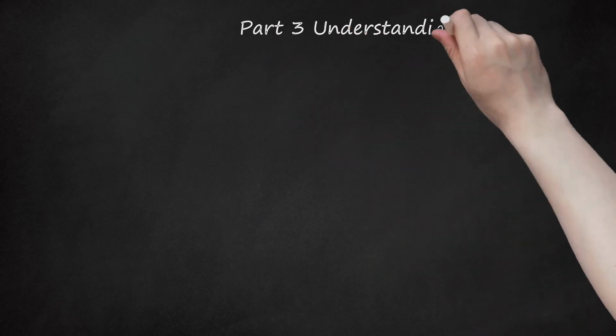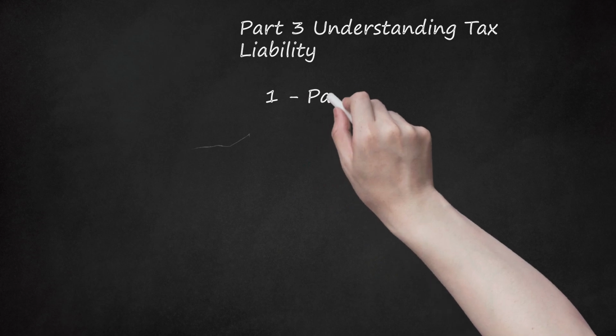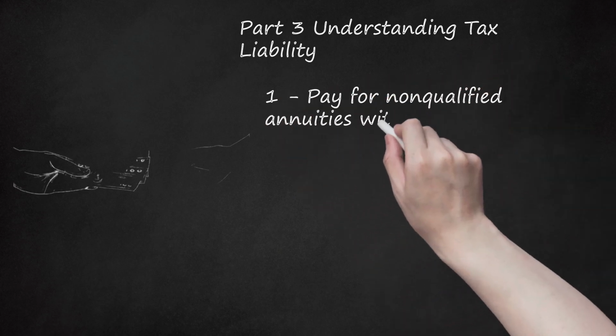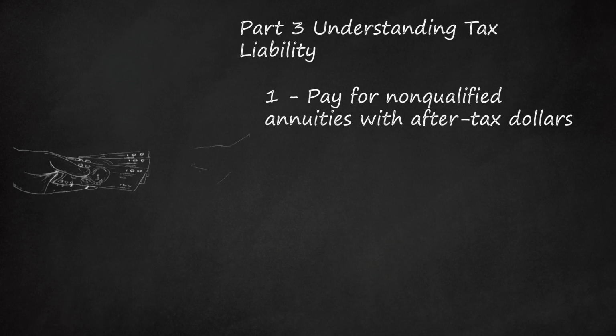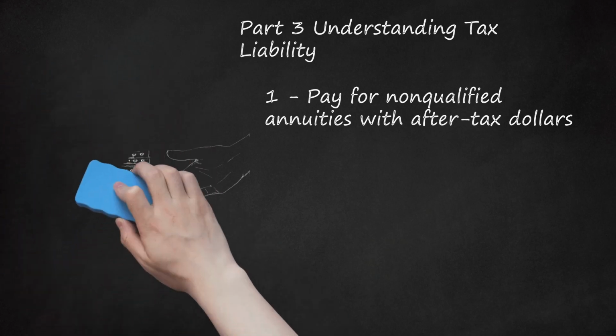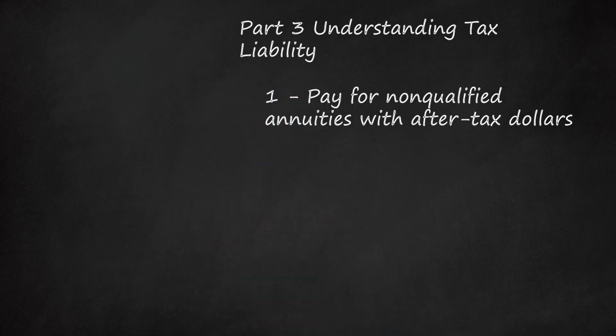Part 3. Understanding tax liability. 1. Pay for non-qualified annuities with after-tax dollars. Non-qualified annuity contributions and distributions have special tax rules that do not apply to other annuities and investments. The biggest difference between a non-qualified and qualified annuity is the fact that non-qualified annuities are paid for with after-tax dollars. This means the money you contribute to your non-qualified annuity has already been taxed as income before it goes into the account. Due to this fact, when you take your contributions out, they will not be taxed as income.